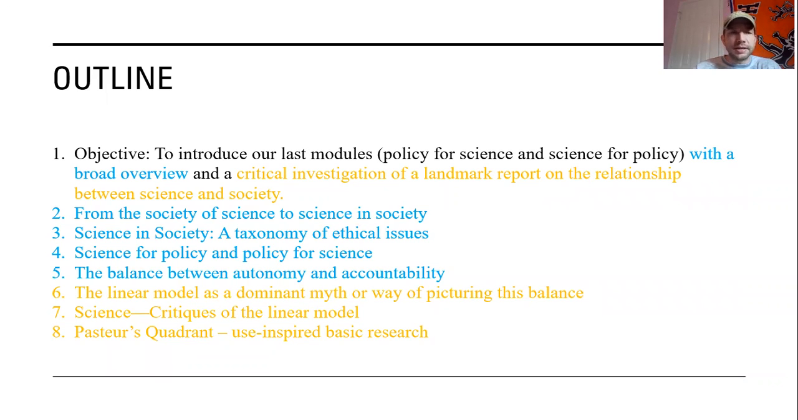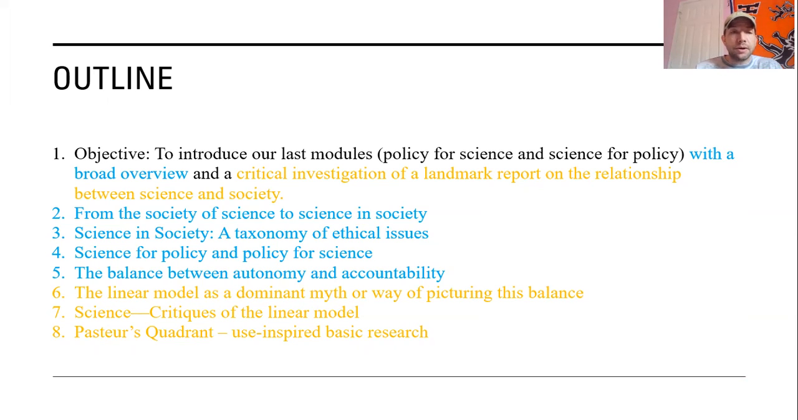I think I might have also put a PDF in Canvas. So on the first part, broad overview, a little bit on science-society relationships. I have a 4-part taxonomy of ethical issues within that relationship. Clarify these terms, science for policy, policy for science, and then talk a bit about autonomy and accountability and the balance between those. Then we'll shift to this report by Vannevar Bush and the kind of linear model for understanding that balance of autonomy and accountability.